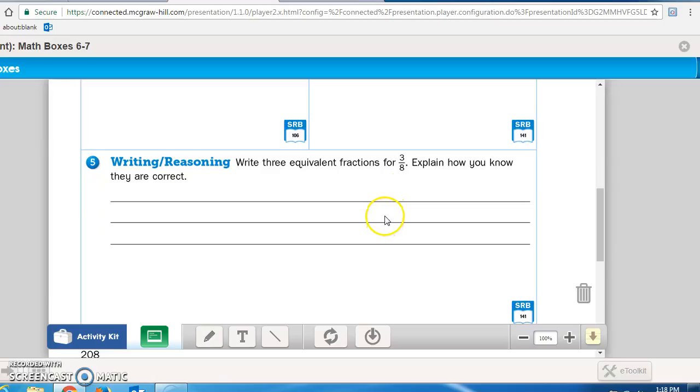When you finish this page, please bring it up to the answer key, check it, and then show me so I know that you checked it. And the final thing you're going to do for this unit is Math Masters page 239. Finish that page, bring it up to me, and you are done with lesson 6-7.